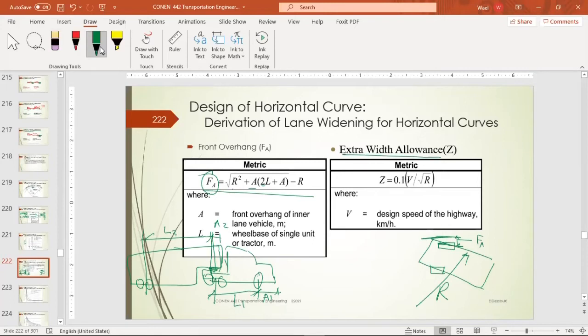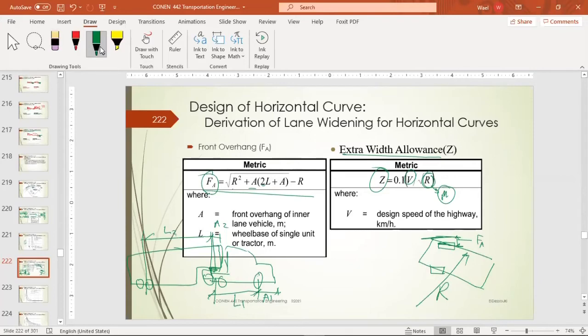The third component is the extra width allowance, that's for a matter of safety, which is 0.1 v over the square root of r. v is the design speed of the highway in kilometers per hour, and r is the radius in meters. This part, or the z, was introduced by the highway capacity committee, and they selected it this way. So this is in kilometers per hour, this is in meters. Okay, any questions?